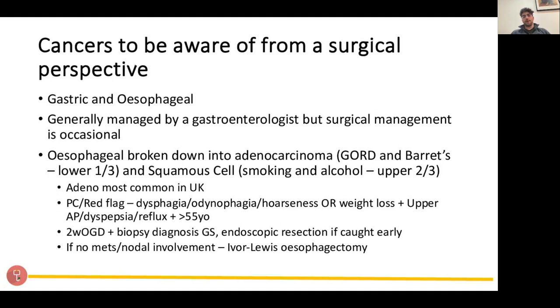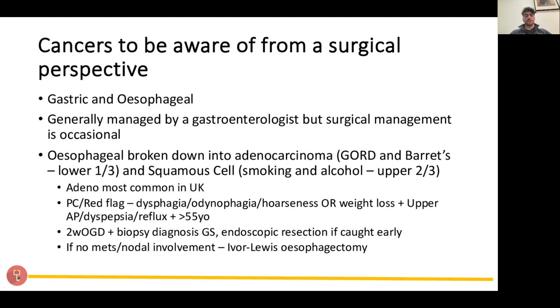All right, so from an upper GI perspective at least, there are two cancers to be aware of: gastric and esophageal. They're both generally managed by gastroenterologists, but surgical management is occasionally required. Esophageal cancer is broken down into adenocarcinomas and squamous cell carcinomas. The risk factors for adenocarcinomas being GERD and Barrett's esophagus, and adenocarcinomas tend to occur in the lower one-third of the esophagus, and then the risk factors for squamous cell carcinomas are smoking and alcohol, and they tend to occur in the upper two-thirds of the esophagus.